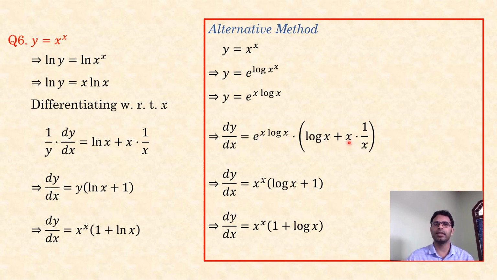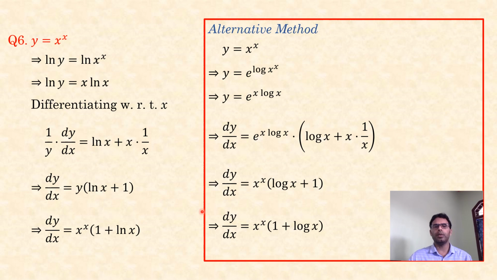Okay, so this x is cancelled, but you see an interesting point here: e to the power x log x was actually x to the power x. So finally you replace this e to the power x log x by x to the power x again. And this log x remains the same, and this is cancelled, so 1 is there, and that is the answer. dy/dx is equal to x to the power x into (log x plus 1). Very simple.